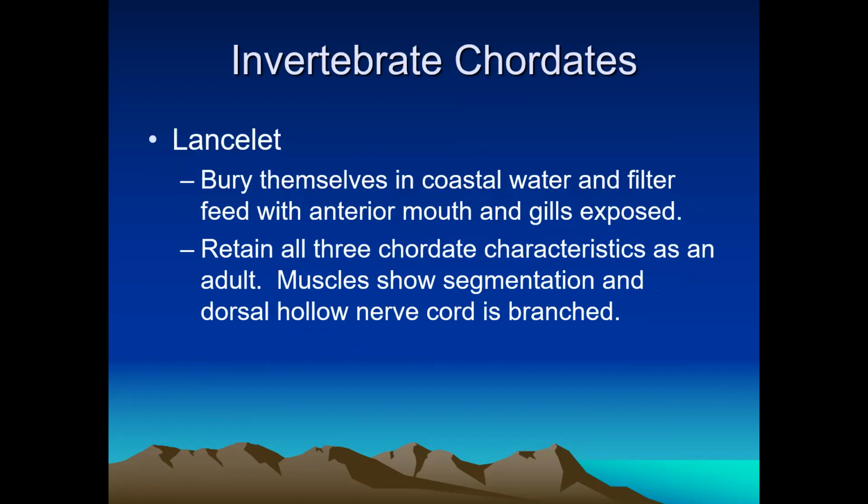Lancelet is also an invertebrate chordate. It doesn't look so weird. It looks like a little minnow fish or something. It's more like, oh, okay, I can see this being a chordate. What they do is bury themselves in coastal water and filter feed with the anterior mouth and gills exposed. They retain all 3 chordate characteristics as an adult. Muscles show segmentation, and they have a dorsal hollow nerve cord that's branched. They really look more like a small chordate that just never gets a backbone.